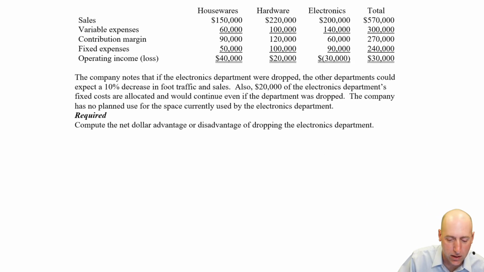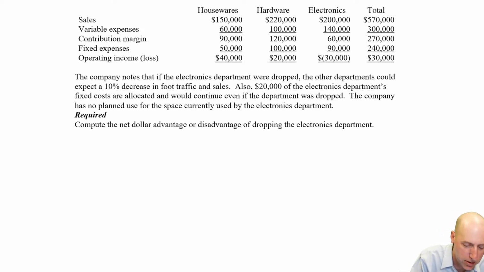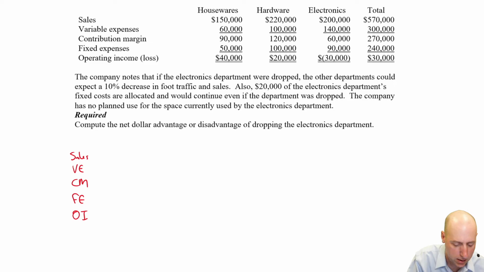So the way I like to do it is I like to just recreate the income statement as if I didn't have electronics. So what would my income statement look like then? So I've got sales, of course, I've got variable expenses, I've got contribution margin, fixed expenses, and operating income loss. So I've got housewares, I've got hardware, and I've got electronics and a total.